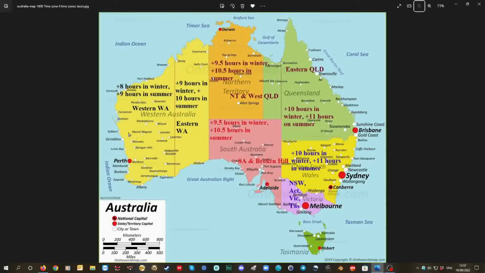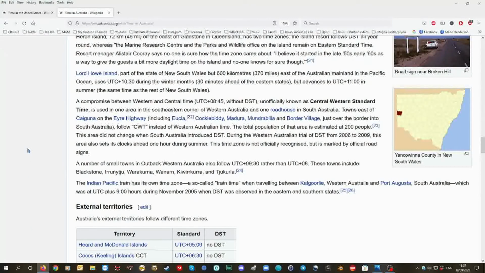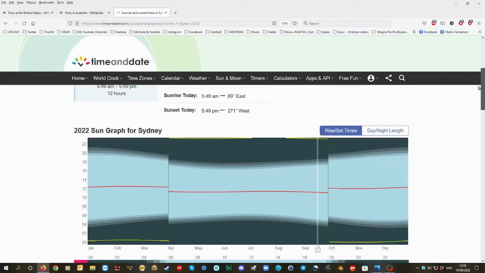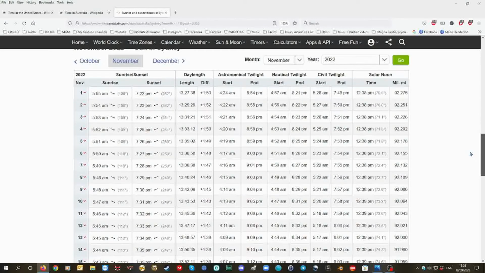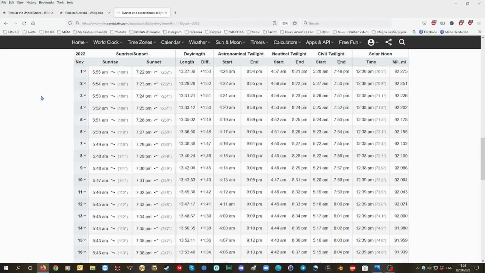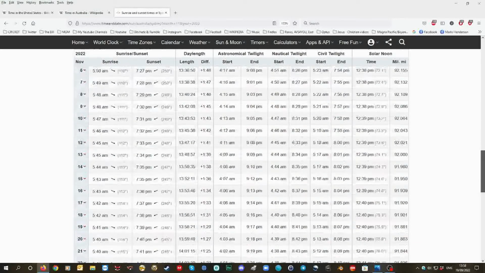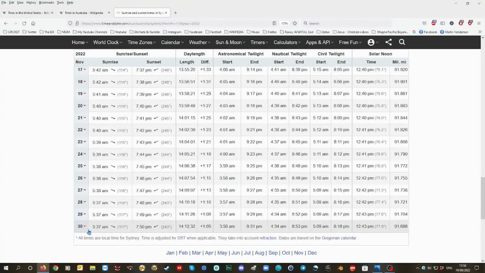and all parts of Australia would have daylight saving, that's for the spring and summer. Because we'll have a look at the times, Sydney for the sunrise and sunsets during November. Sydney's got daylight saving in November, so these times are in daylight saving, right? So the late November, so the 30th of November, 5:37 a.m. sunrise, okay? If we didn't have daylight saving, it would be 4:37 a.m. Too early, the sun coming through some people's windows, right?